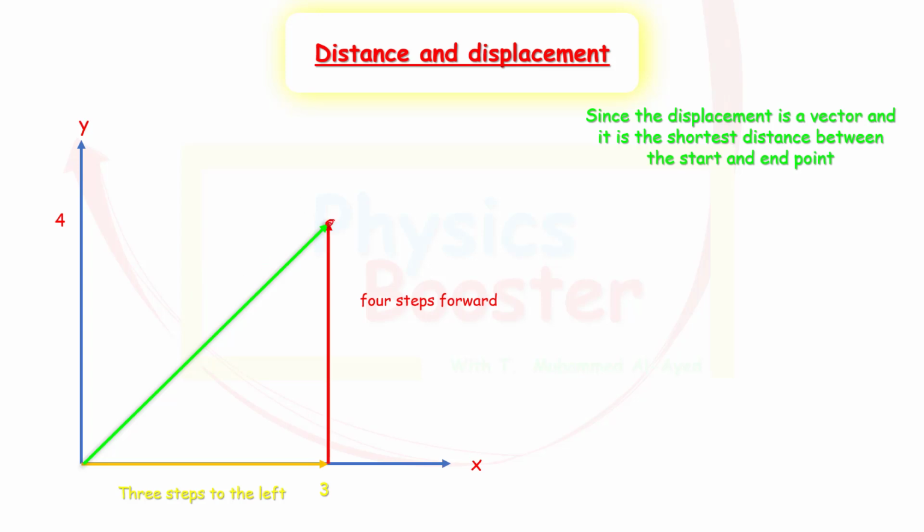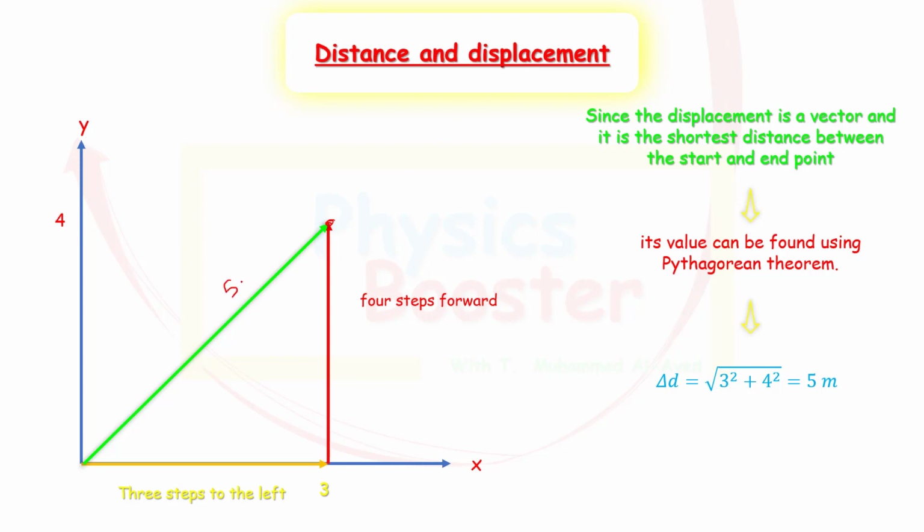Since the displacement is a vector and it is the shortest distance between the start and the end point, we can find it by using the Pythagorean theorem. In other words, finding the displacement is just simply adding vectors together or finding the resultant vector. So quickly we can say that it's equal to the square root of 3 squared plus 4 squared, which is equal to 5 meters. So remember, the distance was 7 meters, but the displacement was equal to 5 meters.